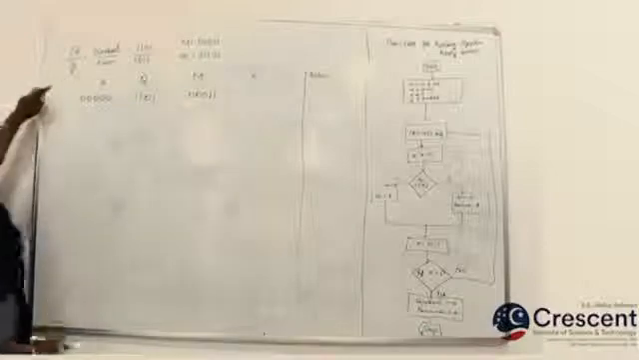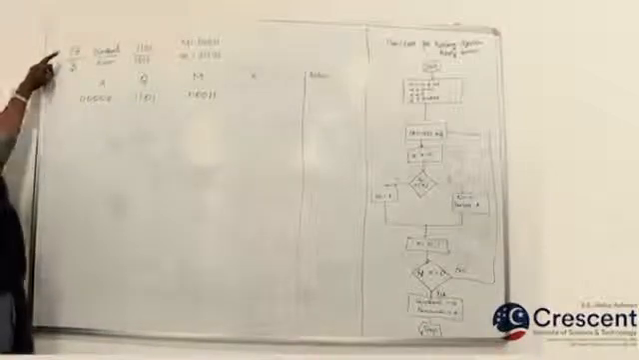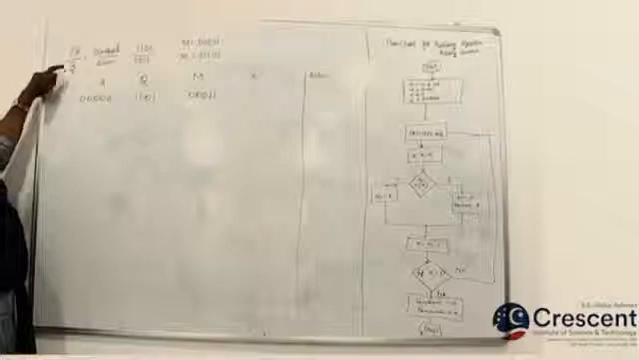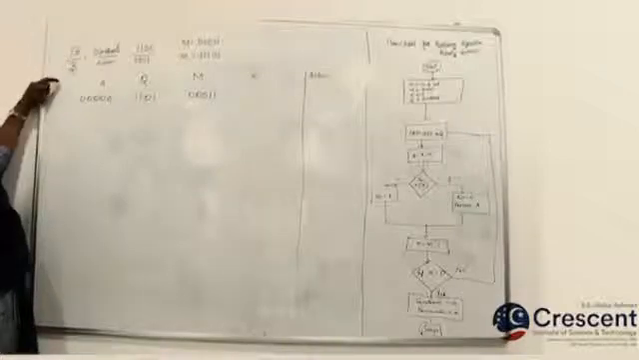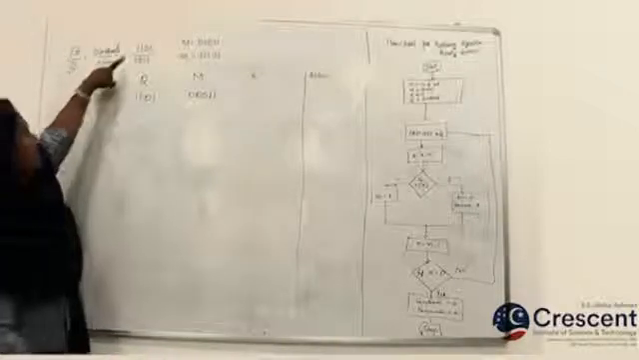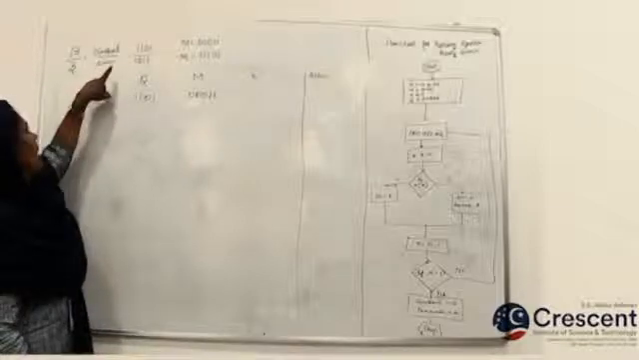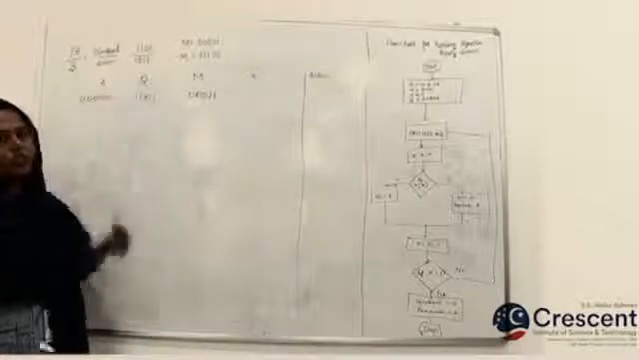Now I'm just going to give you an example where you divide 13 by 3, and 13 is your dividend and 3 is your divisor. And 13 in binary is 1101 and your divisor is 0011.